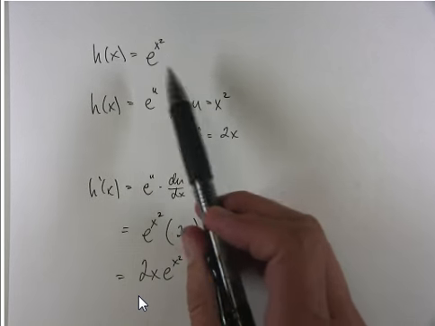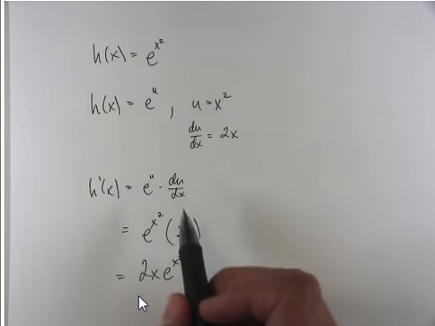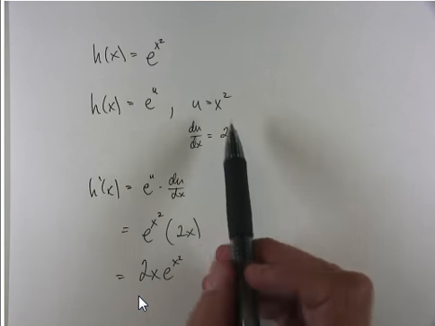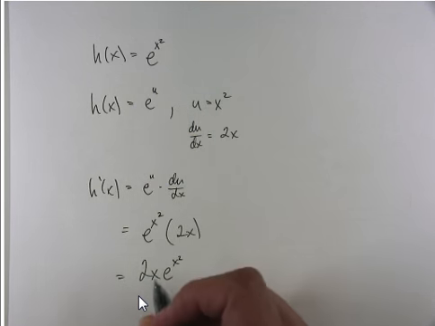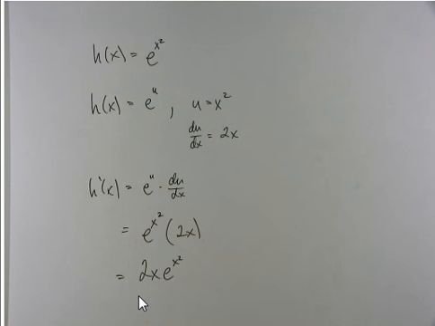It's not the entire function, right? It's just the x squared. It's just that little x squared part. So if e is the outside and x squared is the inside, you define the derivative of the outside and then the inside, and multiply them together. Yes. Because these u's are confusing me.